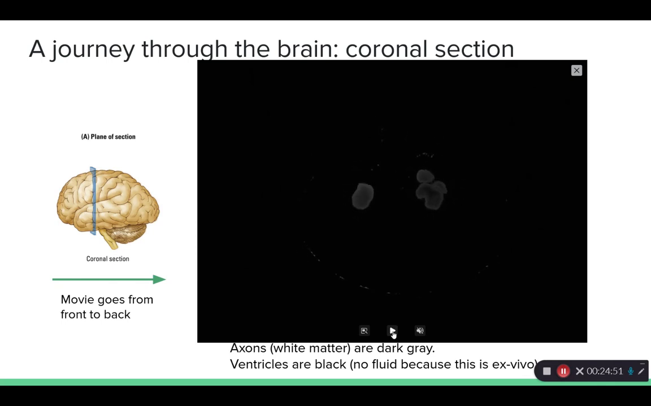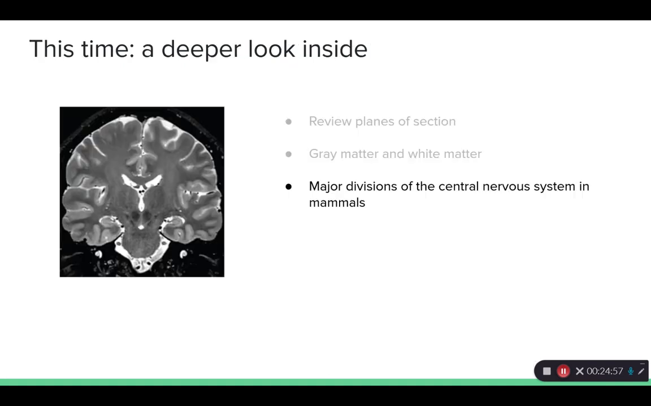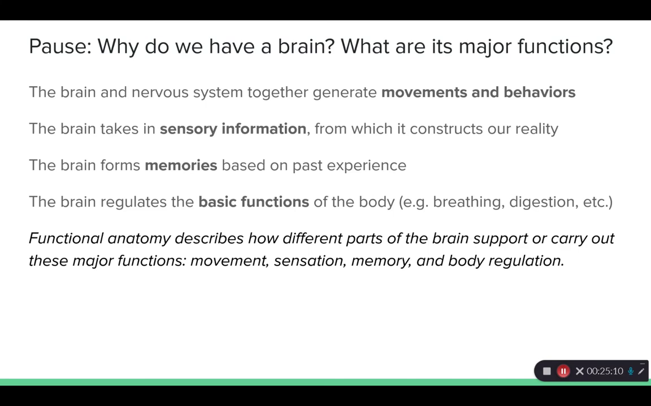Now, as I said, I'm going to post this video to Canvas so you can take a look at it yourself at another time. All right, we're going to finish up here talking about major divisions of the central nervous system. I already talked about the four lobes. Now we're going to divide the nervous system in a different way. And before we do that, I just want to pause here and give you a way of thinking about the functional anatomy that we're going to talk about.